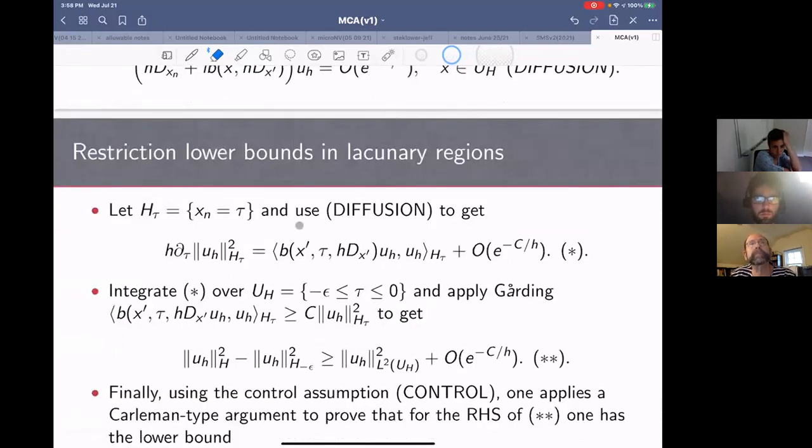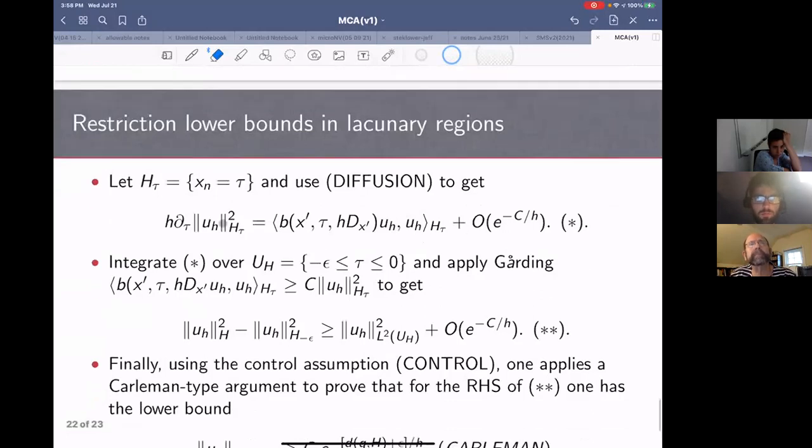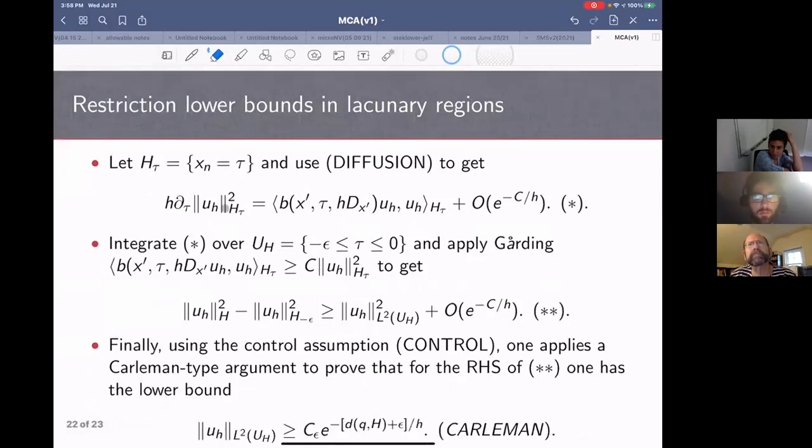So if I use this diffusion equation, if I take the normal derivative, so here I look at a family of hypersurfaces indexed by tau, where tau is just the level set xn equals tau. So h is xn equals 0, right? So if I just differentiate and I just apply the diffusion equation, what you get is a very simple equation. You get this equation in star.